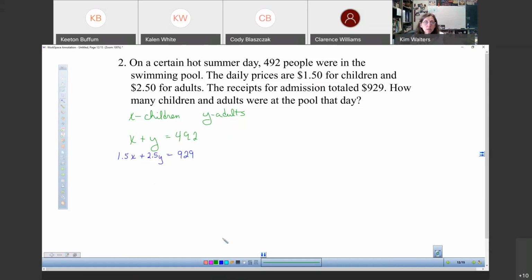All right, so I'm going to use substitution on this one. I'm going to take this first equation and solve it for y. It does not matter which equation or which variable you solve it for. I'm just picking y because I have no good reason. And so now my second equation is going to become 1.5x plus 2.5 times y, but I'm going to drop in this 492 minus x in place of y. And then this is equal to 929.